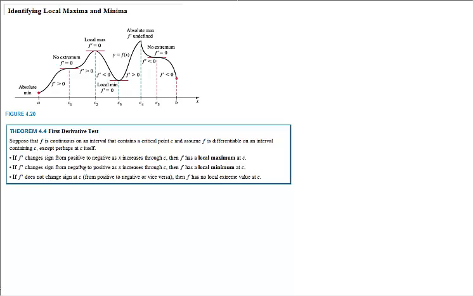This theorem is formally stating what we can see. If we have some critical point C and the slope goes from positive to negative, C must be a maximum. That's for this first one. Second, if we have a critical point and it goes from negative to positive, we must have a minimum. If it doesn't change sign at all, then there's no local extrema and we don't really know what it does.